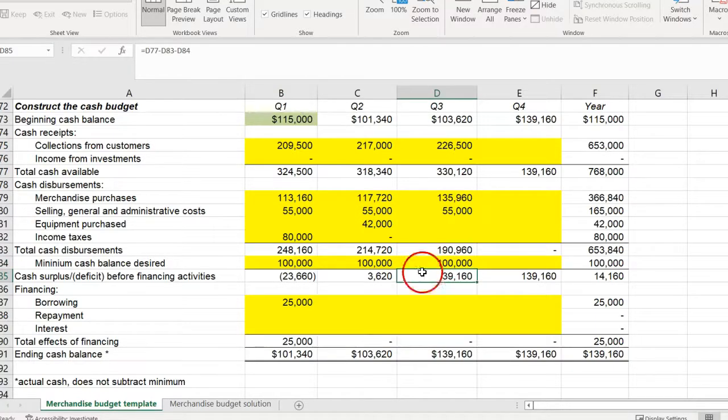And if you look at that, you can see why we didn't repay our loan last period. After the minimum cash balance, we didn't have enough to pay it in full. We would have barely had enough to make maybe a small payment on it. Whereas in quarter three, we've got enough to pay it in full.